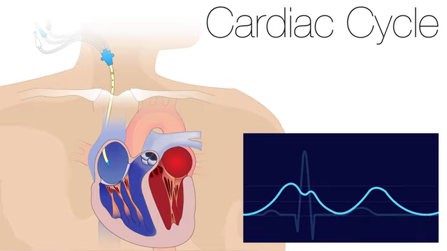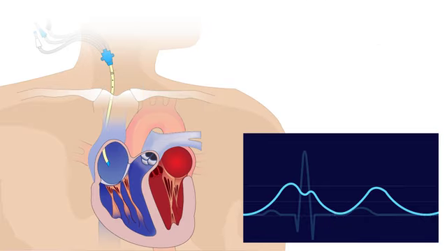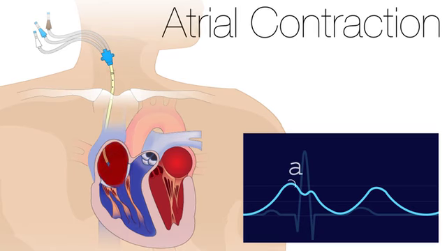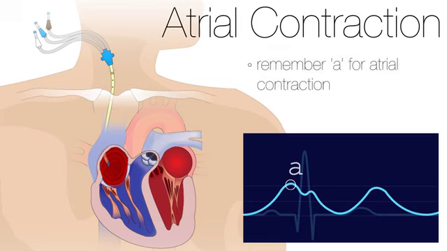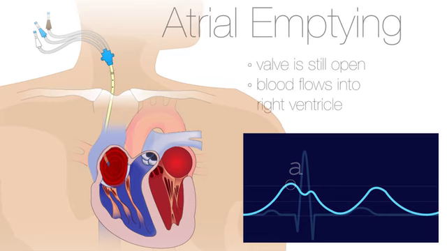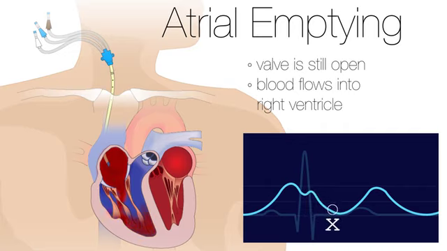The A wave on the CVP waveform represents atrial contraction. During this, the pressure inside the right atrium increases. As you can imagine, if you're looking out of the tip of the catheter, this represents an increase in the pressure in the right atrium, causing the positive A wave. I remember the A for atrial contraction. After this, the pressure in the right atrium decreases, causing the X descent, which correlates with declining pressure after systole when the atrium is pouring the blood into the ventricle.